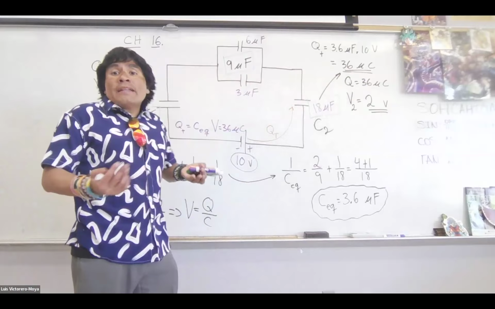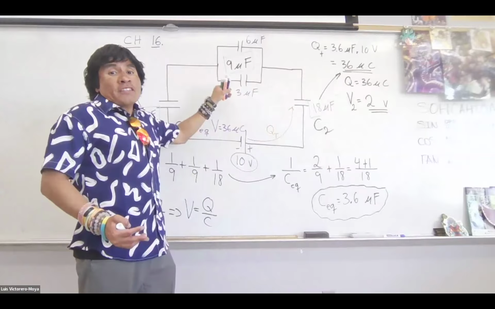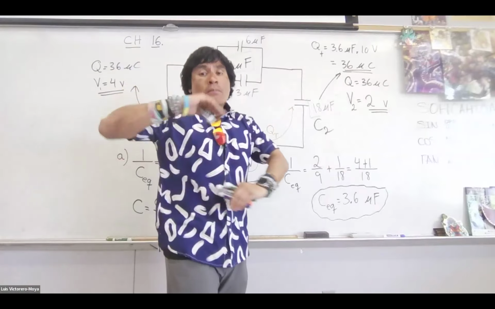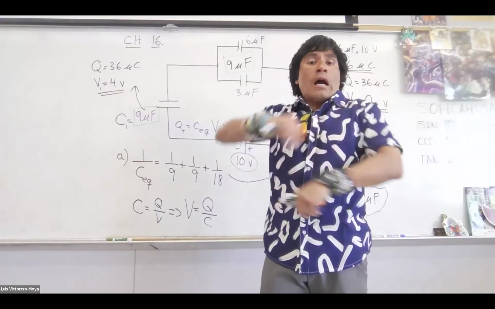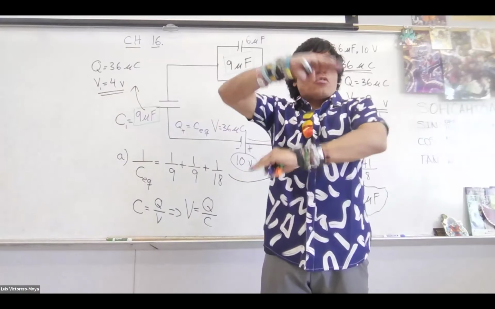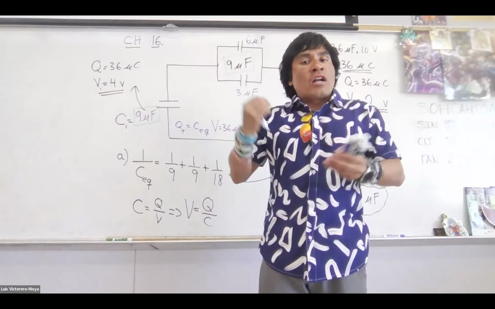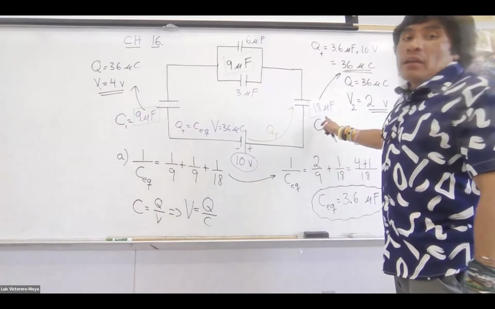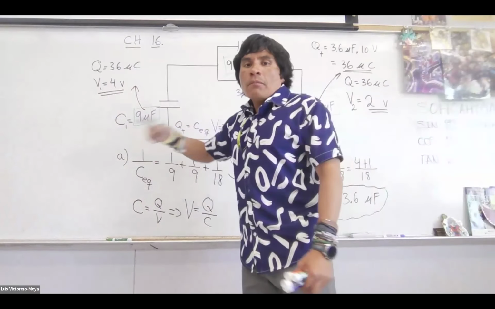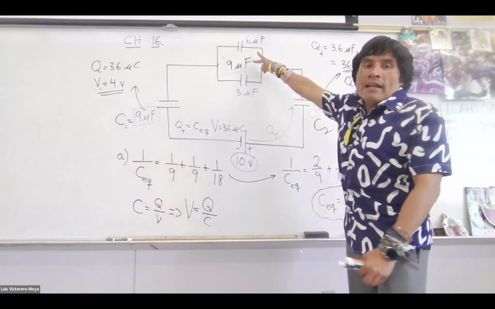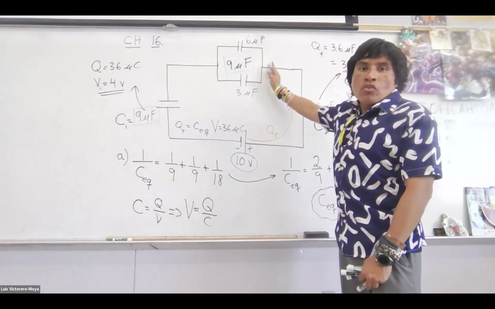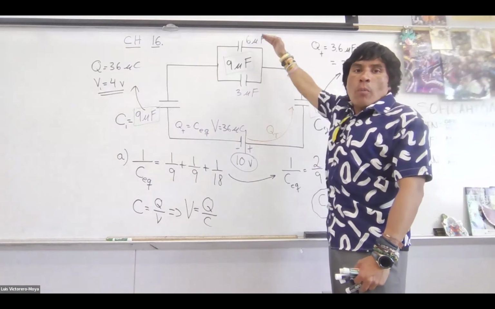Now, why do I need the voltage here? Because that's the voltage on 3 and 6. Because they're in parallel. In parallel, the voltage is the same. And why do I need that? Because if I have the voltage on each, I can find the charge on each. I didn't have to split that charge here because they're in series. But when you have parallel, you have to split the charge because here is a junction. So the charge splits top and bottom.